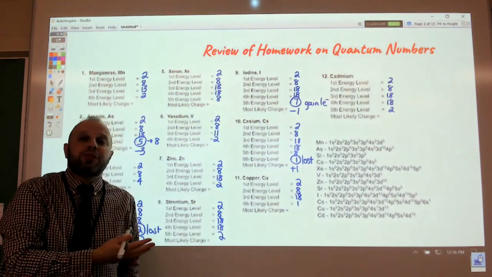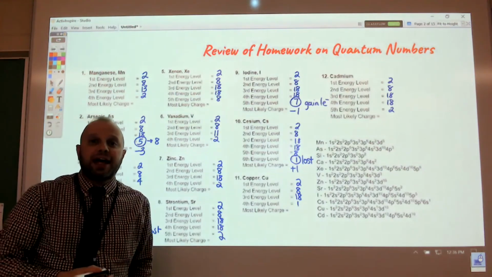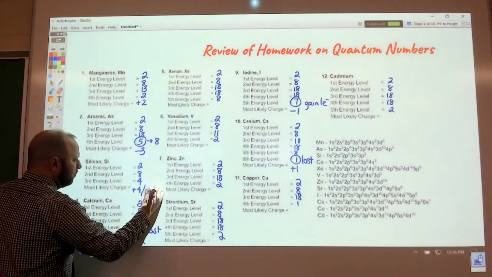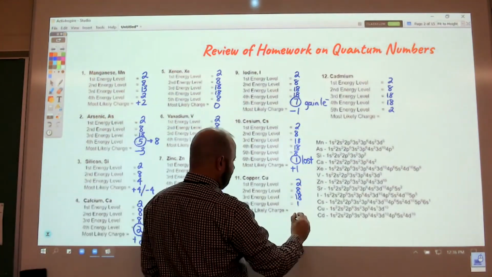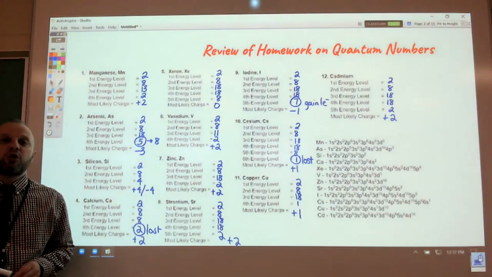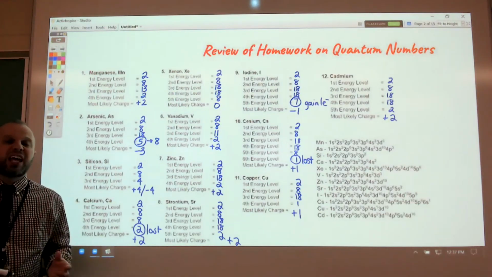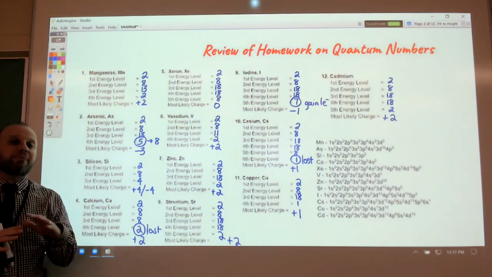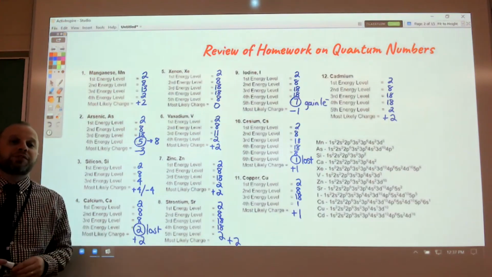I'm now going to fill out the charge for the rest of these atoms. You can now see that based on their number of valence electrons, we have identified the most likely charge. That doesn't mean that there can't be a different charge, but these are the ones that are most likely.